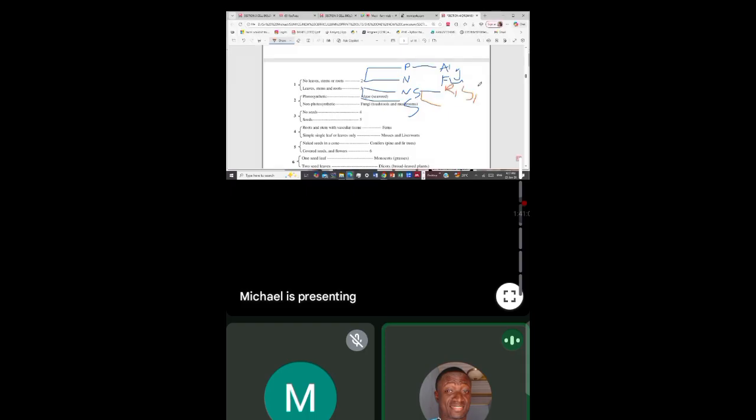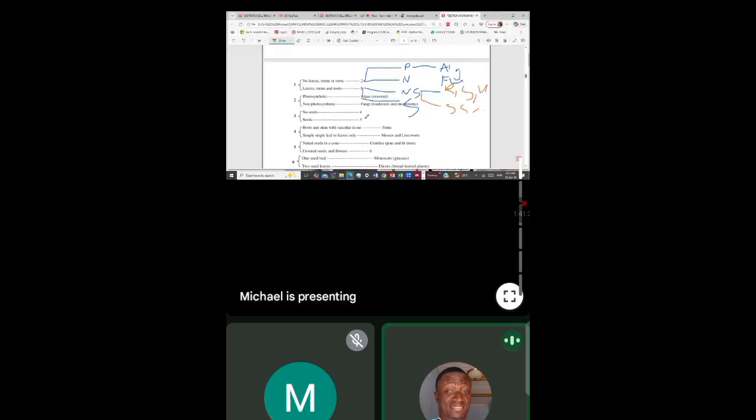Then the second part is simple leaf or leaves only. So I will say SS. So that will be my next point over there. Then over there, my answer will be conifers. So I write conifers here. Here too, my answer will be fern. Then I write fern straight. I'll make a straight line. I'll write fern.